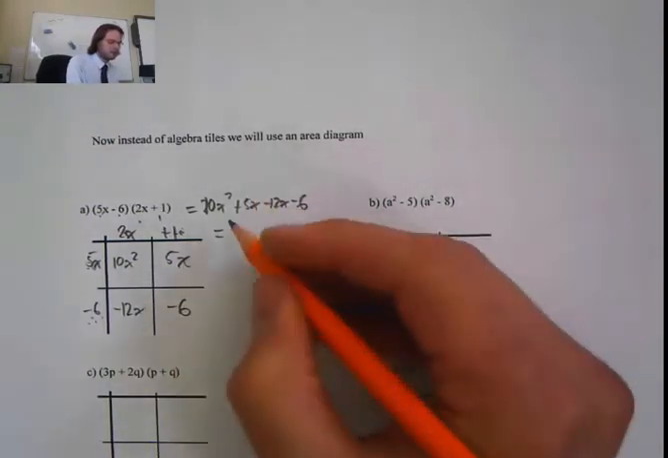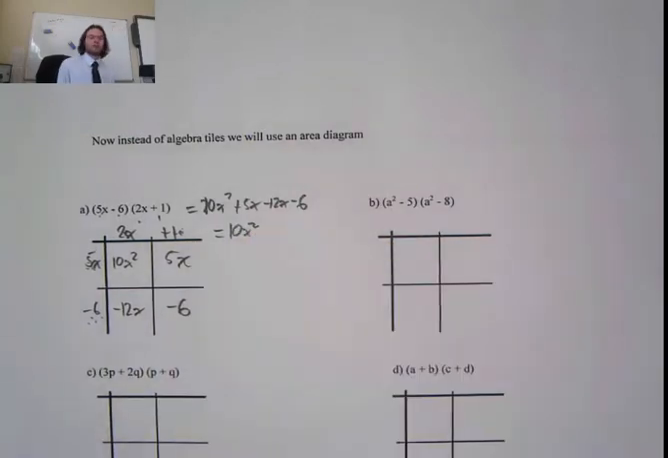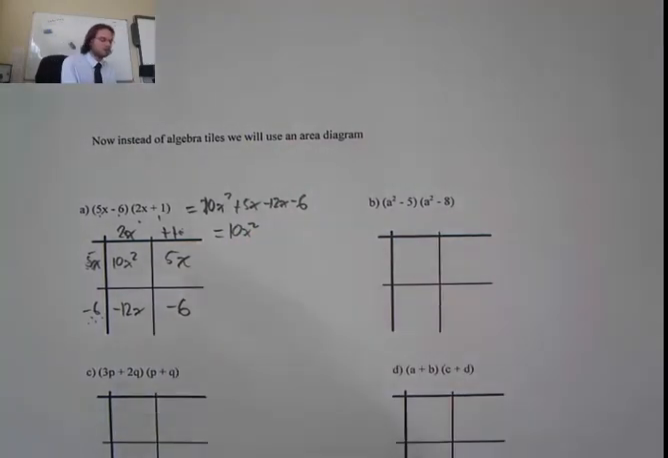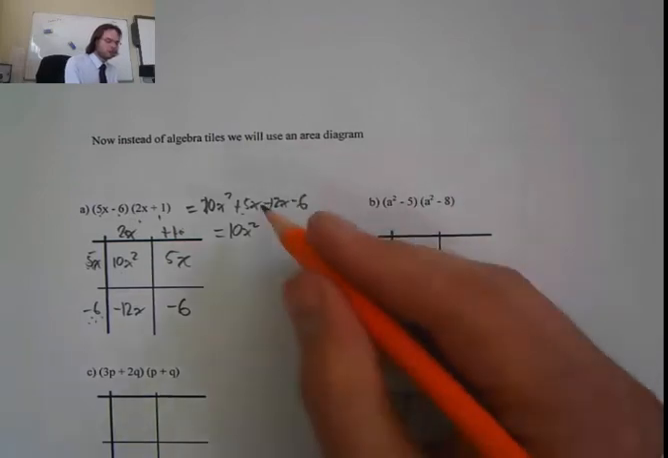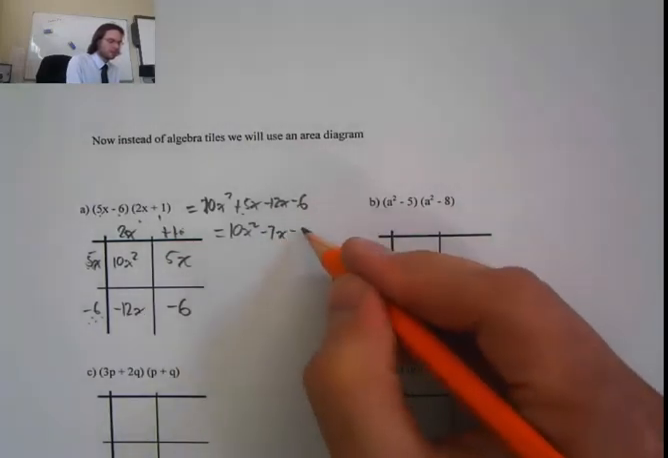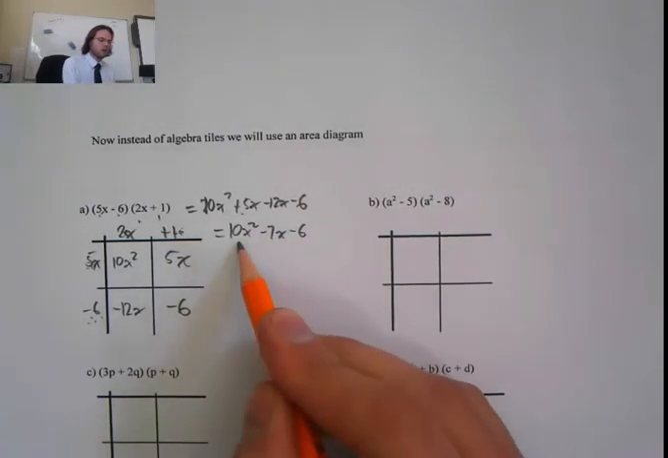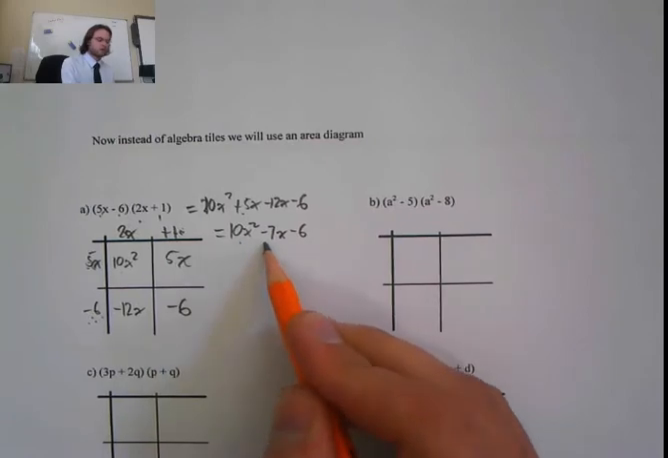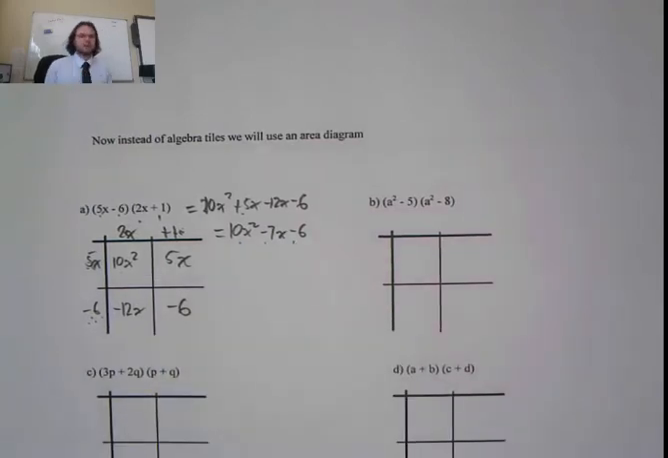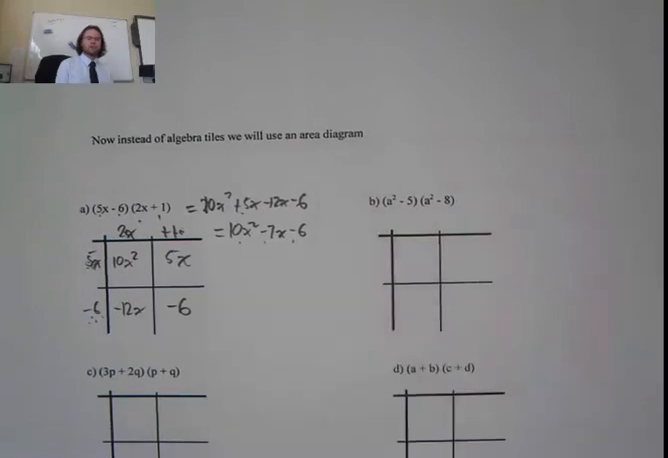This is going to end up giving me 10x squared. I can only add things if they're x squared. The x's come together. That's going to give me negative 7x, and then minus 6. Because remember, these are squares, big squares, long skinny sticks, and then my little tiny squares. Okay? Let's try the next one.